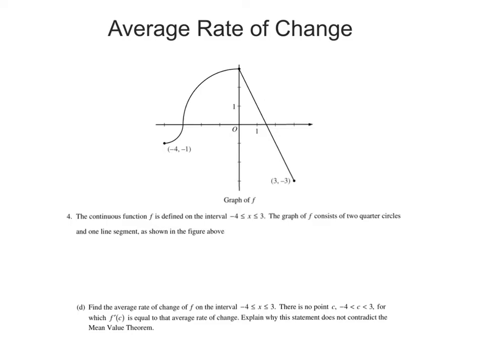And here's one more. I want to find part D, which is the average rate of change of this function. This is a non-calculator problem from an old AP test. Average rate of change of the function on negative 4 to 3. And they've got some explanation about the mean value theorem, which we're not concerned about with this particular video.